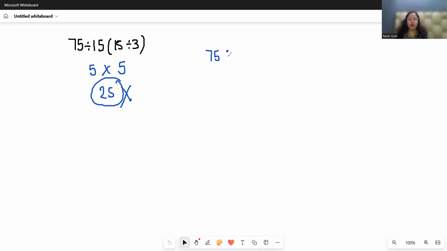Because when you have been given multiple operations, that is division, then bracket, then again division, then you have to follow the order of operations, which is also known as the PEMDAS rule.